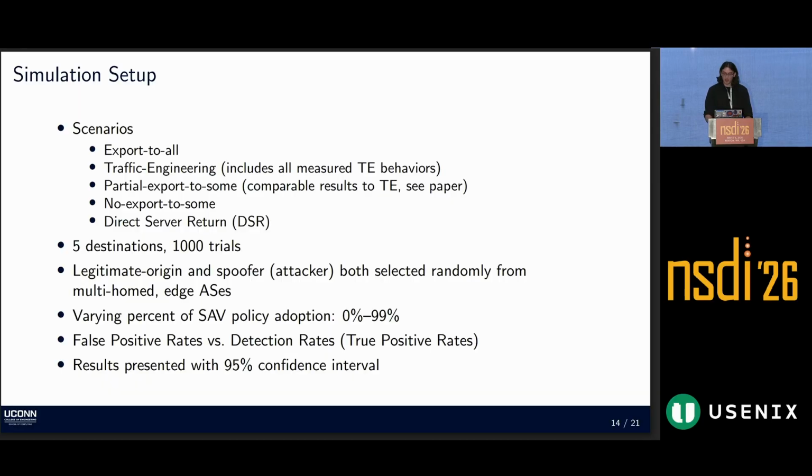For each scenario, we run 1,000 trials with 5 destination ASs. For each trial, both the legitimate origin and the attacker are selected from the set of multi-homed edge ASs. We vary the percent adoption of SAV policies from 0 to 99% of all ASs on the internet. We will show results for both false positive rate and detection rate alongside a 95% confidence interval.